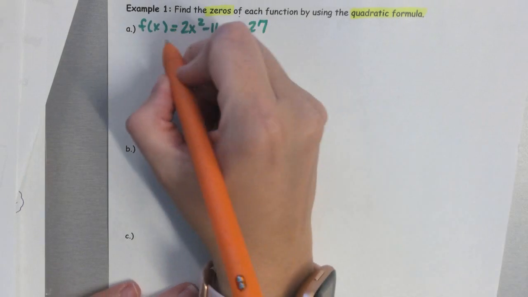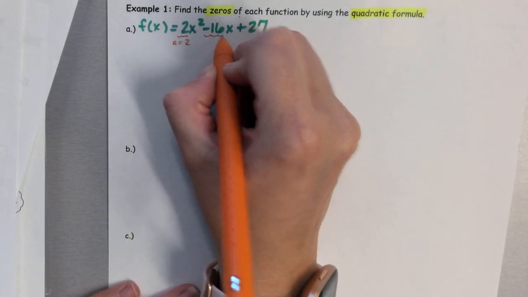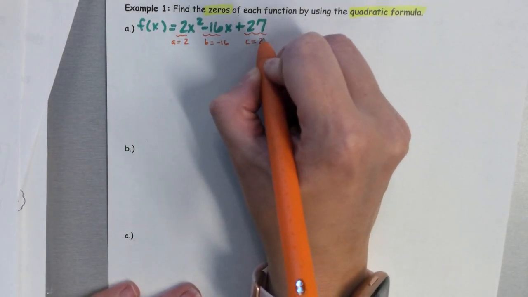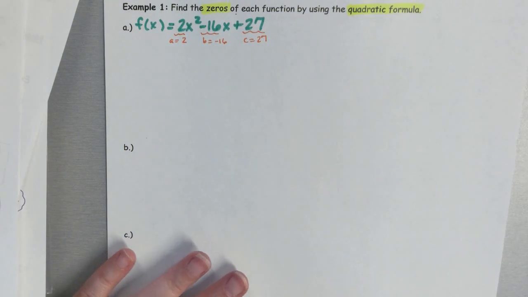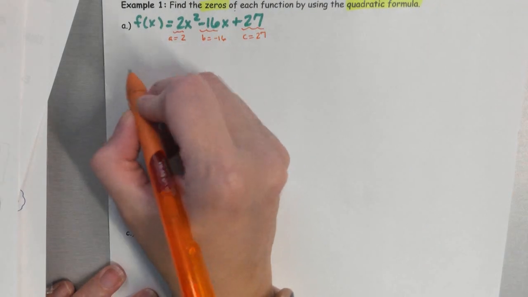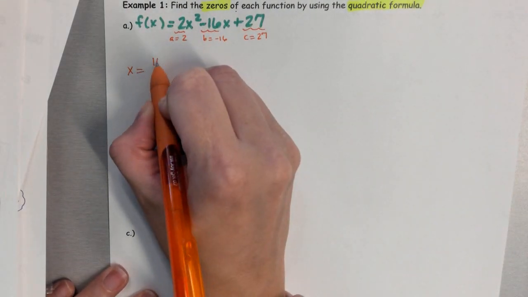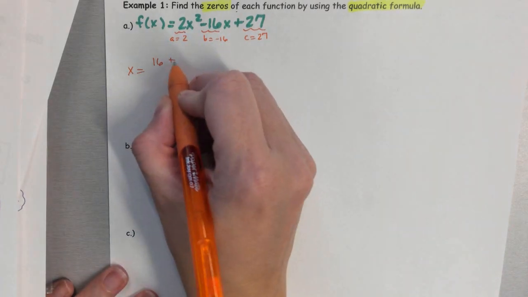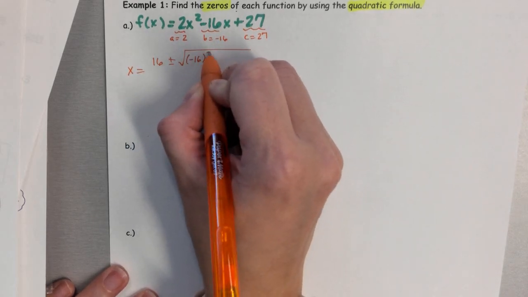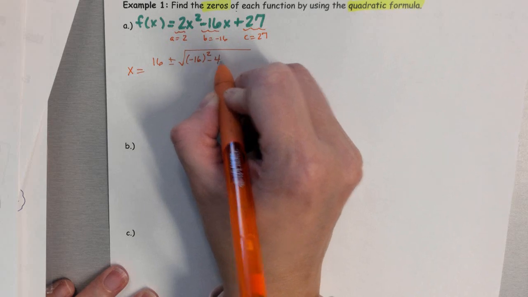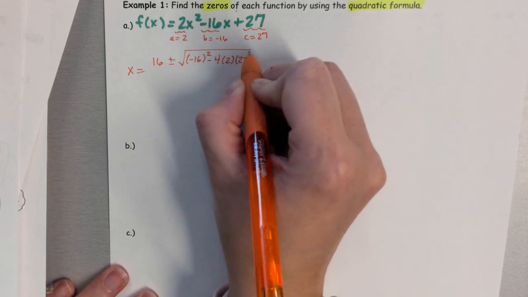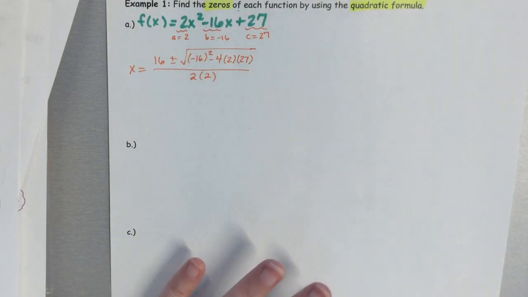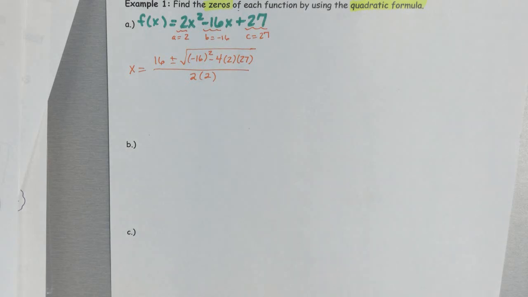Using standard form, our a value is going to be 2. Our b value has to be negative 16, so you're taking the sign with it. And your c value is 27. So we're going to plug those into the formula. This is x equals the opposite of b, so if it's negative 16, plus or minus the square root. For this one, I am going to show you it's negative 16 squared minus 4ac. As we go along, I'll tell you how I shorten that up a bit. And on the bottom, it's 2a, so 2 times 2.